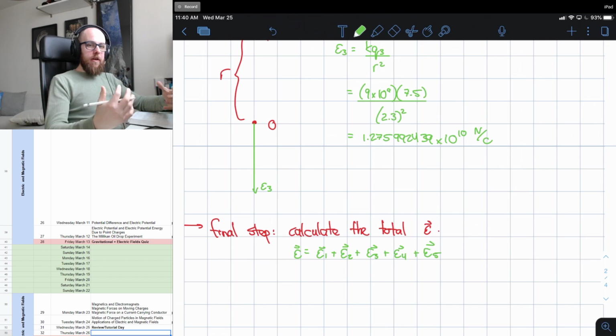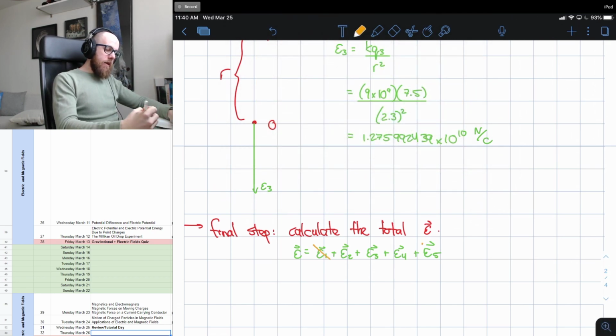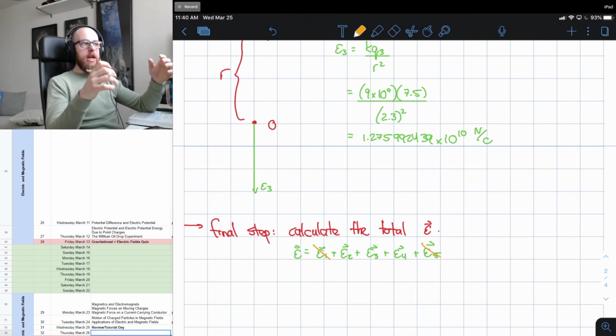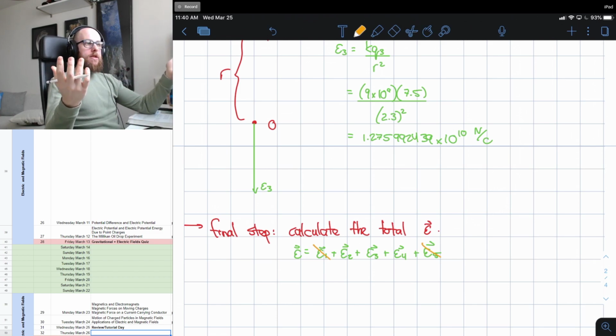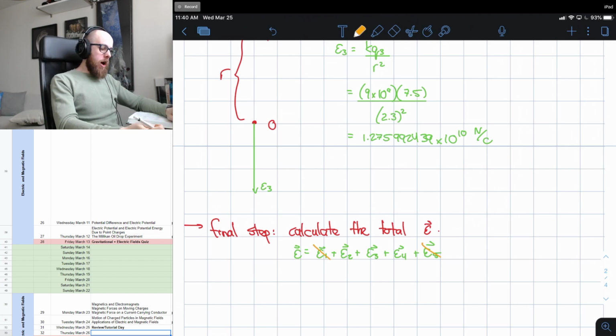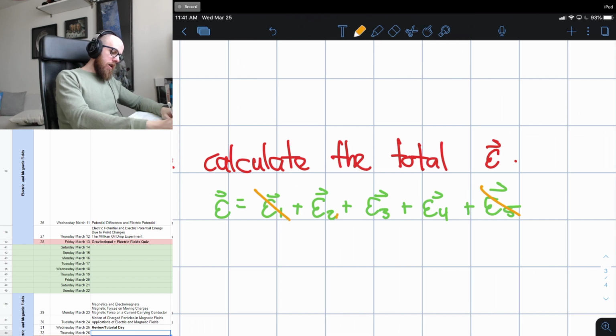However, throughout this process, I've done some simplification already, right? So the first thing I notice is that E1 and E5 are equal but opposite. So those are just going to cancel each other out, right? Furthermore, E2 and E4, the X components will cancel each other out. So I only have a Y component, right? And lastly, E3 didn't have anything to cancel out. It just points in the Y direction. So really, I should update this equation. When I actually simplify this, it'll be E2Y plus E3 plus E4Y.